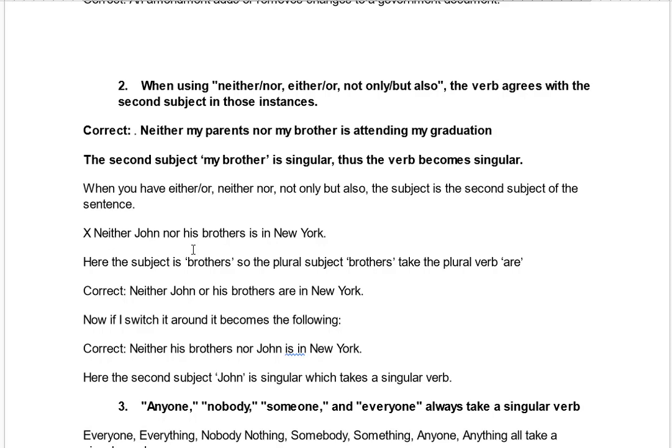Neither John nor his brothers is in New York. Well, that's not correct because brothers is a plural subject. You always look at the second subject, okay? Don't look at John, look at the brothers. And so brothers is plural, so the correct sentence is: neither John nor his brothers are in New York.